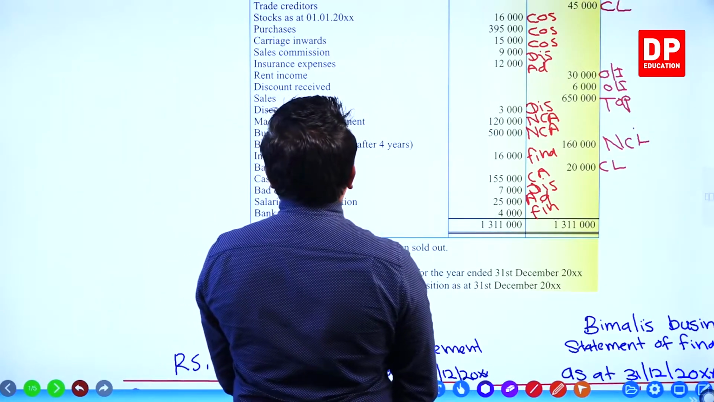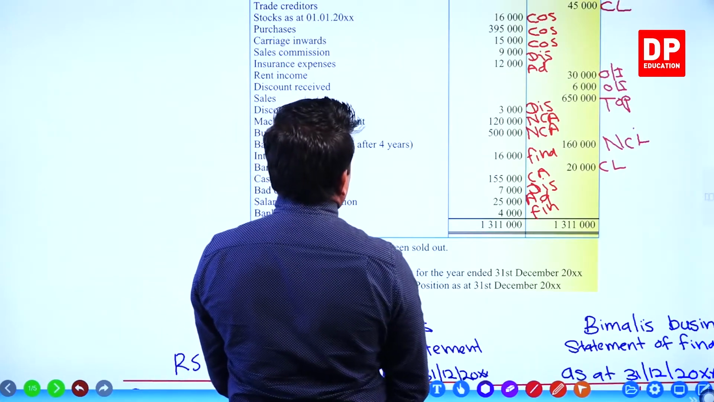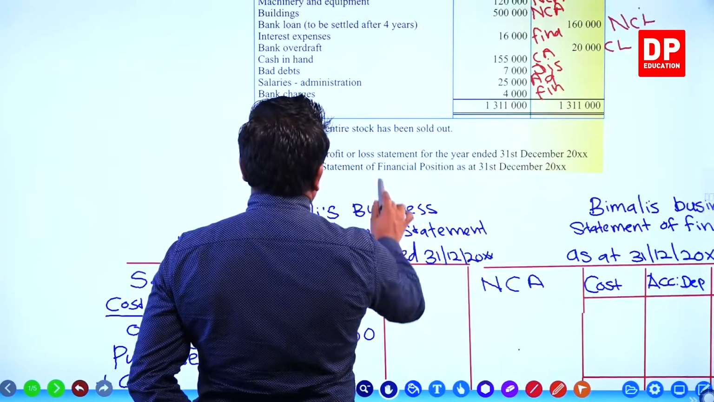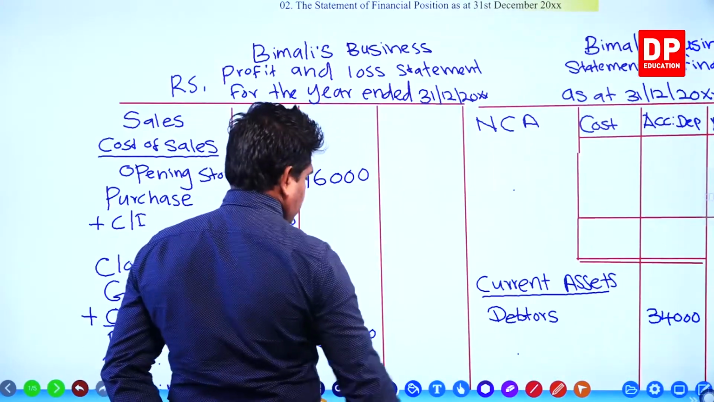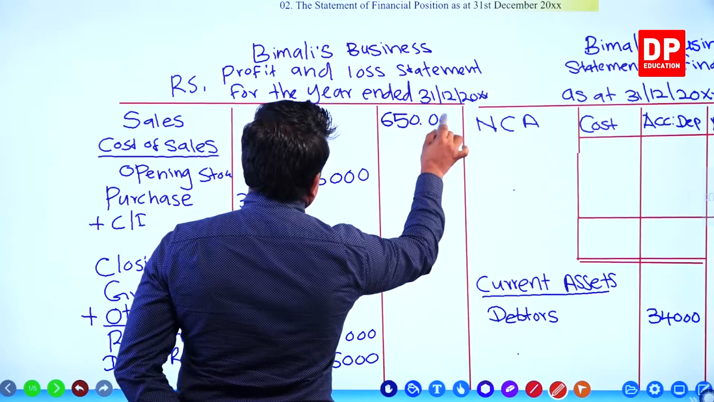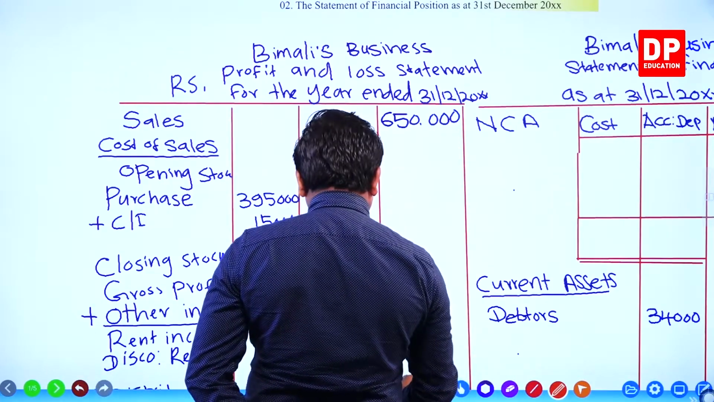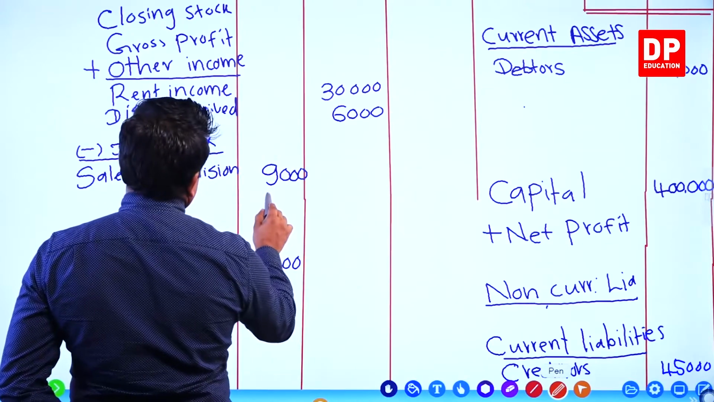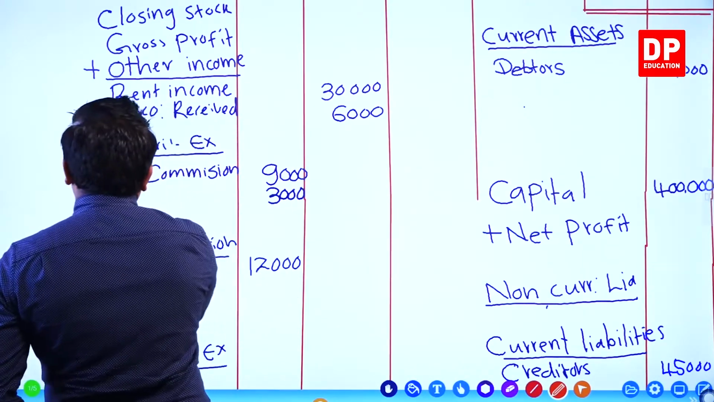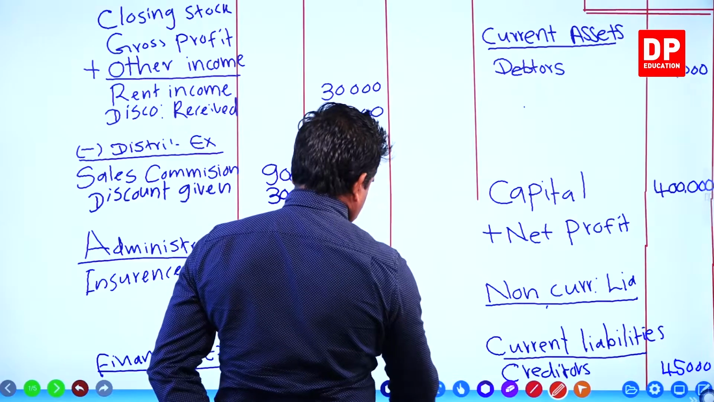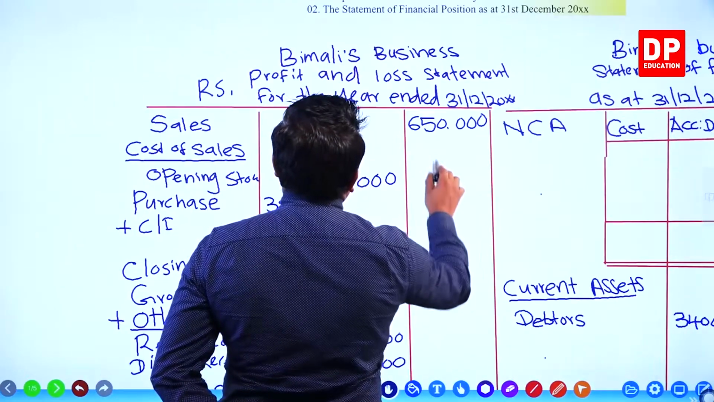Sales 650,000, discount given 3,000. Sales 650,000 goes on the top. Discount given 3,000. Actually, it goes under the distribution expense, right? How much? 3,000. Discount given 3,000. Now you go to the next.